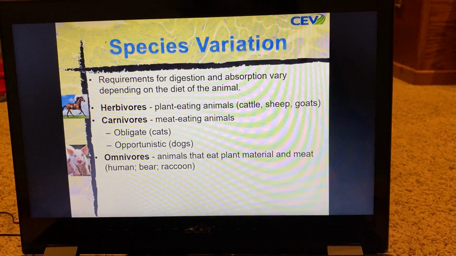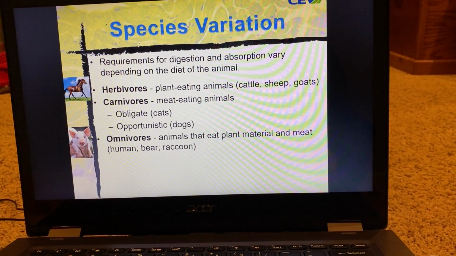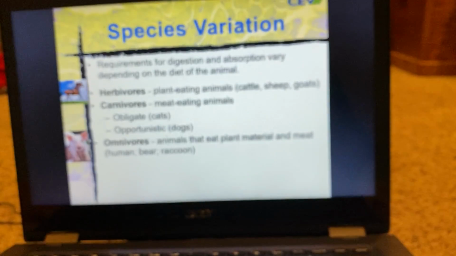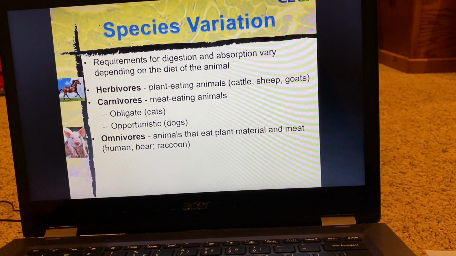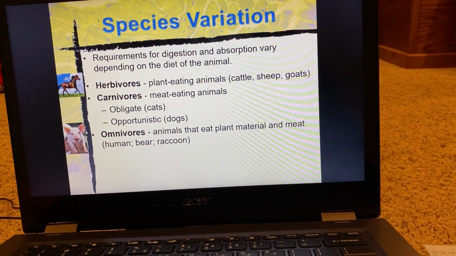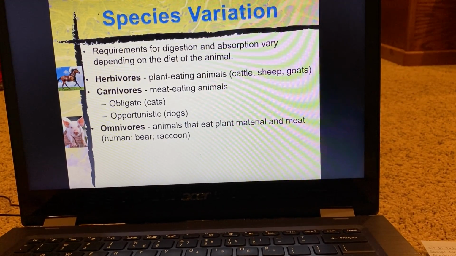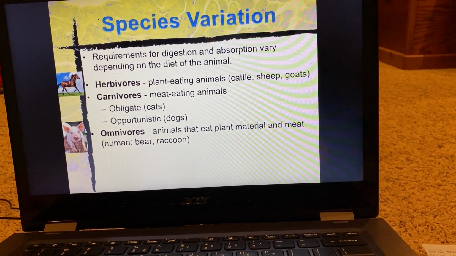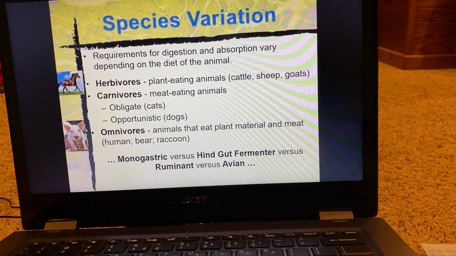Or we could combine an herbivore and a carnivore and get an omnivore, which is what most humans are, unless you're going to be a vegetarian, which would be an herbivore. So if we eat plants and meat, we would be an omnivore. Bears are a great example of this. A bear and a raccoon, they would eat meat and plants, berries, seeds, things like that.